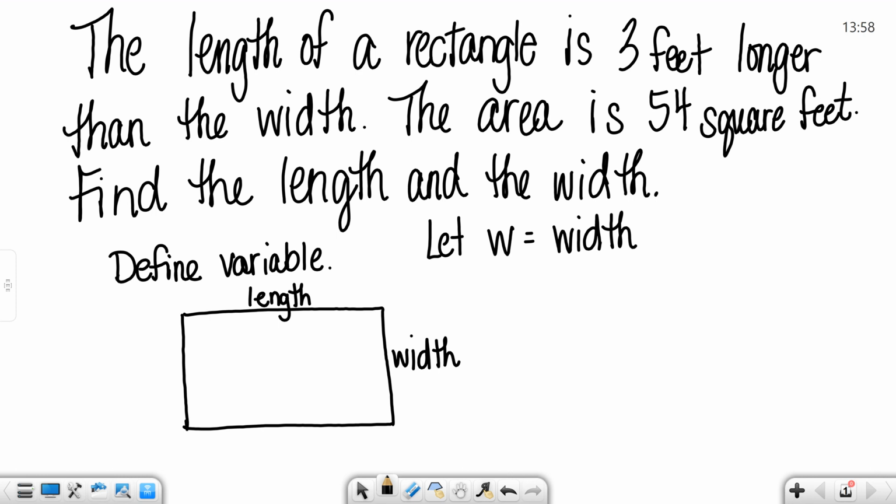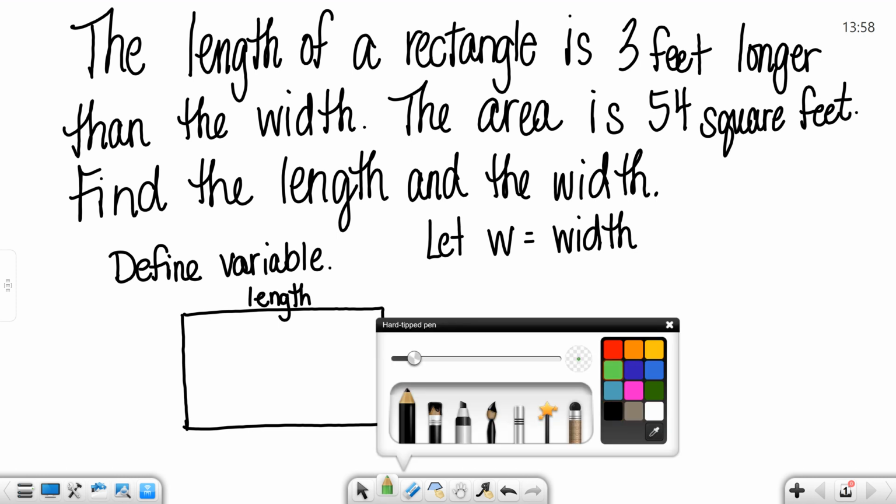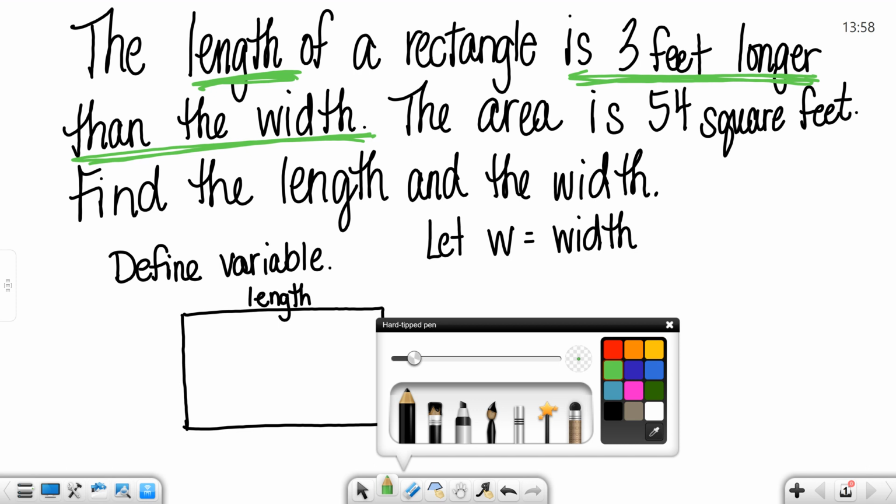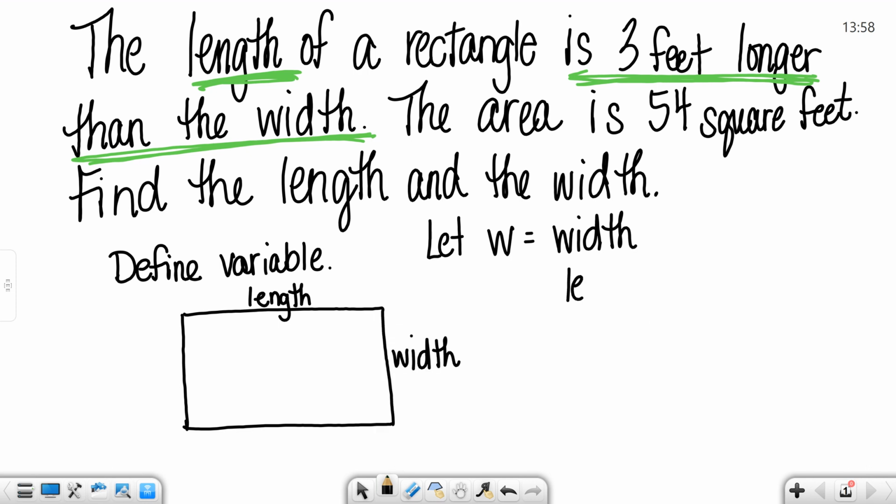Okay. If W is the width, now let's go back up to this first sentence where it says the length is 3 feet longer than the width. The length is 3 feet longer than the width. All right, so my length is whatever that width was, but it's 3 feet longer. So W plus 3. So I've got W plus 3 right here, and I've got W right there.